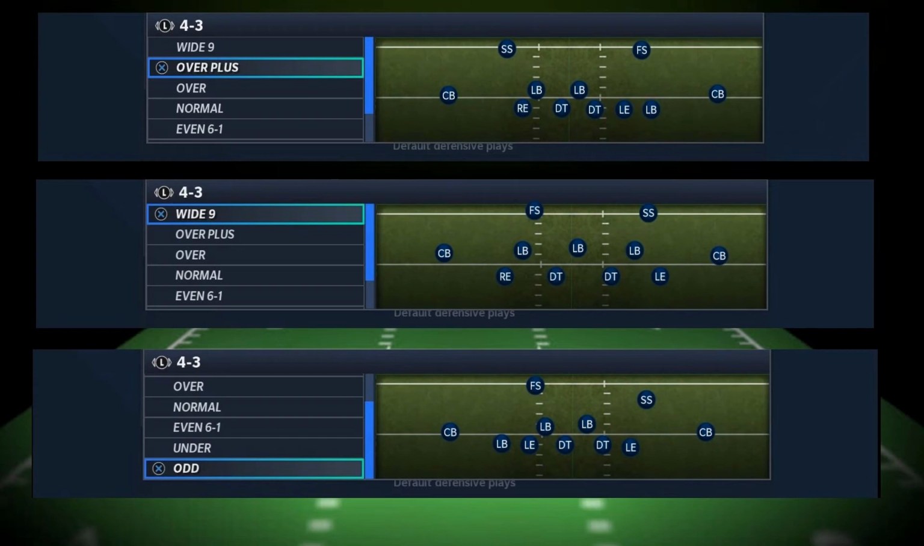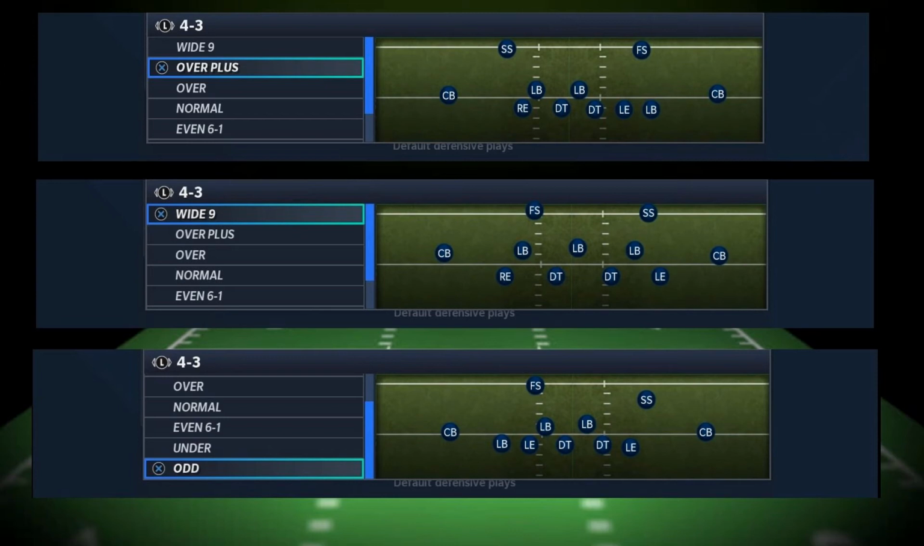All right. Now running to the right, you have the left end, linebacker, CB, free safety. Running to the left, you have the right end, left linebacker, and CB, the strong safety.